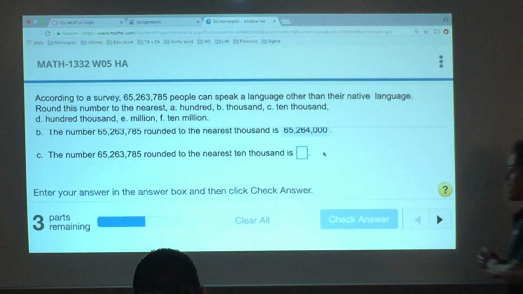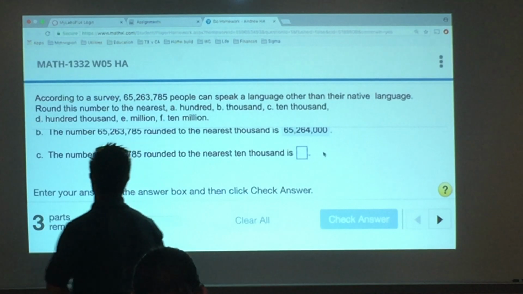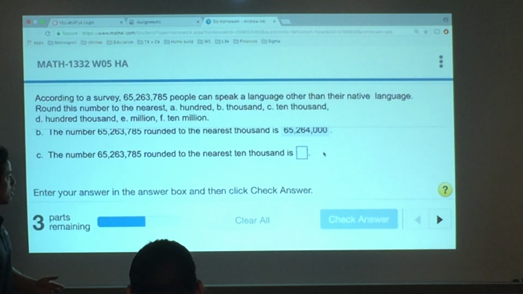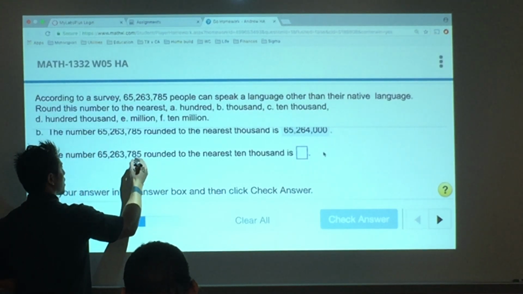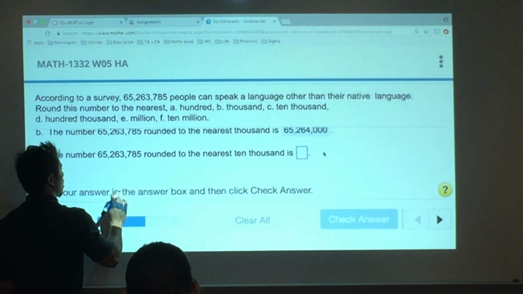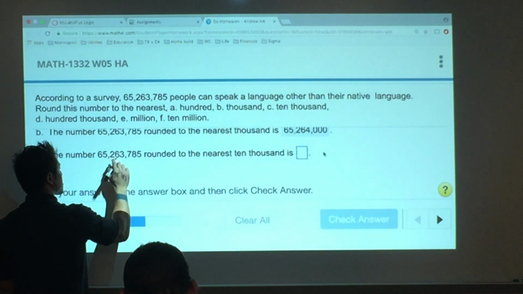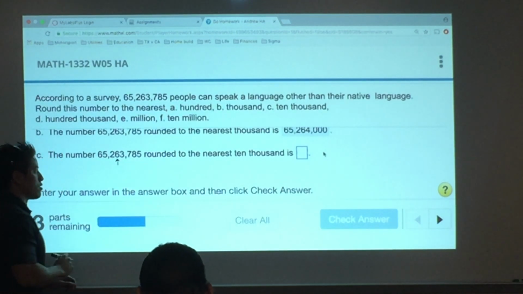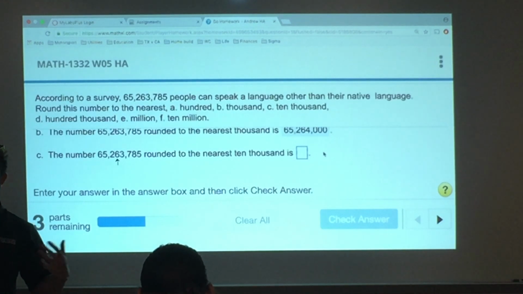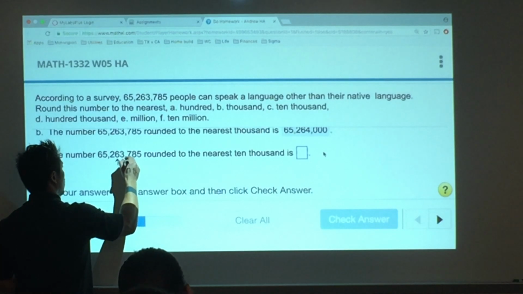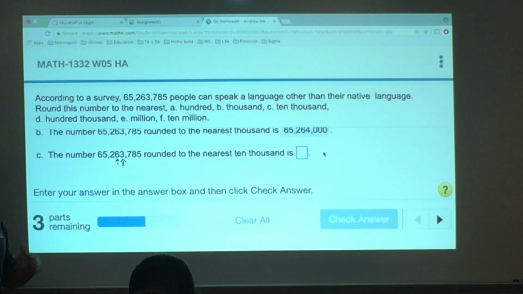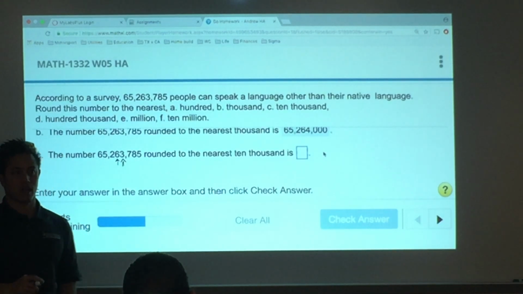Round to the nearest 10,000. So again, let's do a quick little review of places. The 5 is in the ones, 8 is in the tens, 7 is in the hundreds, 3 is in the thousands, 6 is in the 10,000s. So that 6 is in the 10,000s place. We're going to look at the number directly to the right of it to determine whether we're going to round the 6 up or keep it the same.